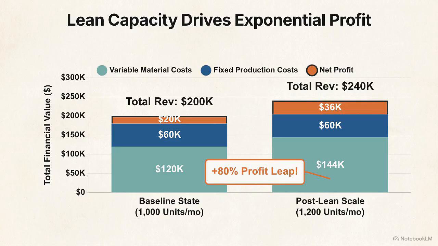But look at the bottom line. Because the fixed production costs remain perfectly stable, the additional revenue falls almost directly to profit, leaping to $36,000. A 20% increase in revenue yields an 80% increase in pure profit. Standard accounting misses this dynamic entirely. Traditional metrics often penalize a company for the initial inventory reductions required to make lean work. A lean management accounting system captures the true exponential value of optimizing operational flow.